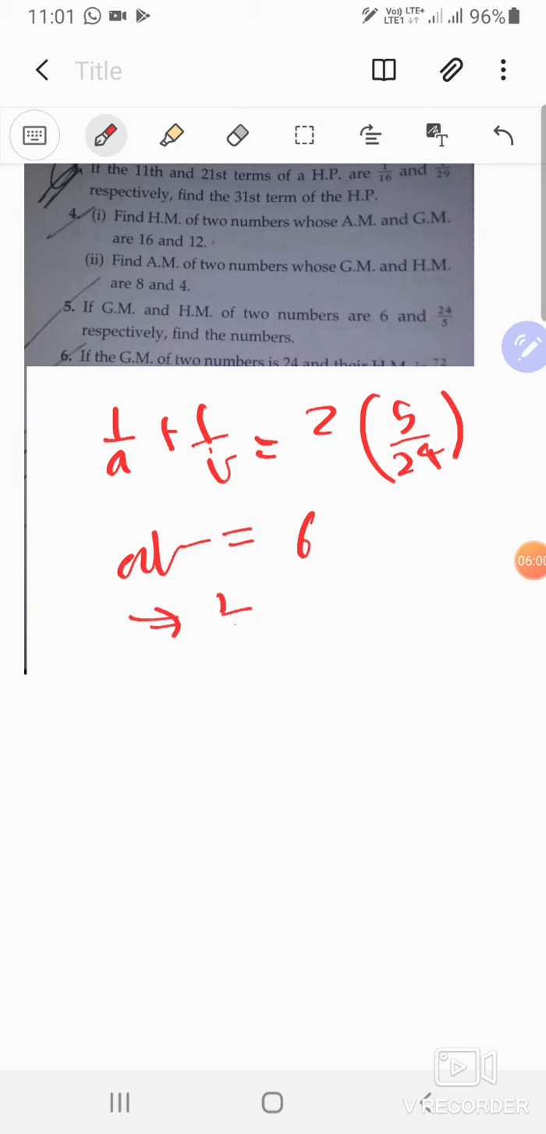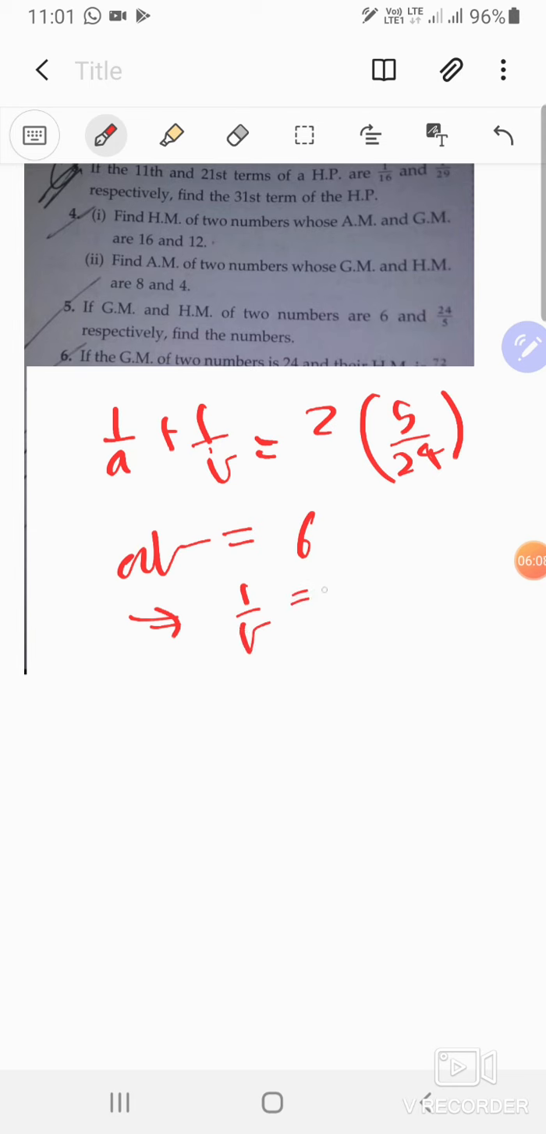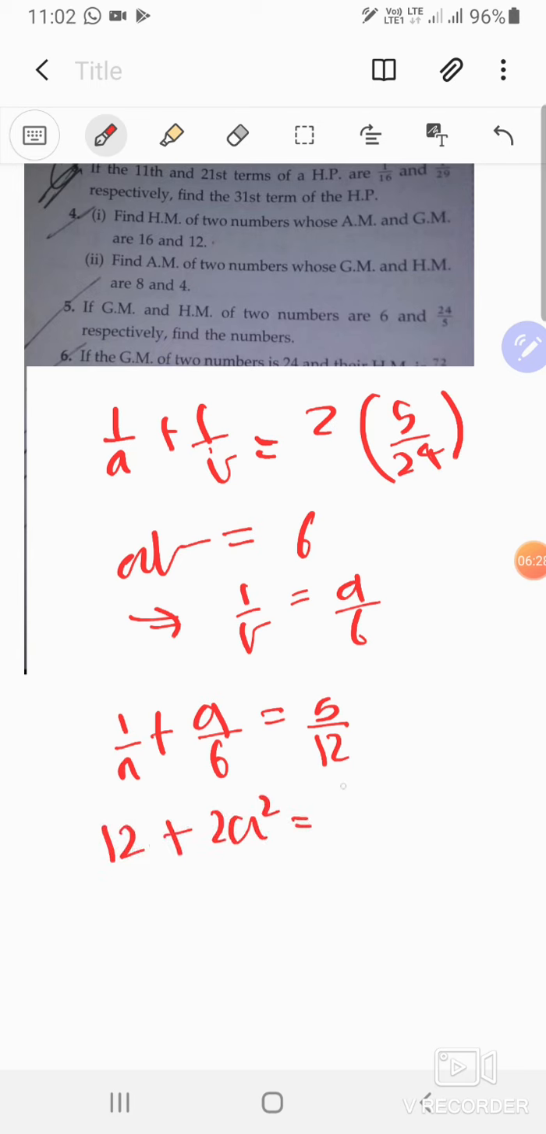Which basically means that 1 by b, yes, 1 by b, okay, what's this thing, that 1 by b, you take it over there, is equals to a upon 6. Okay, no problem. So you got 1 by a plus a upon 6 is equals to, what's this thing, this is 5 upon 12. Let's multiply by 12, 12a. So here we will have this 12, here we will have 2a squared equals to 5a, yes, I think. Okay, so that will give me 2a squared minus 5a plus 12 equals to 0.